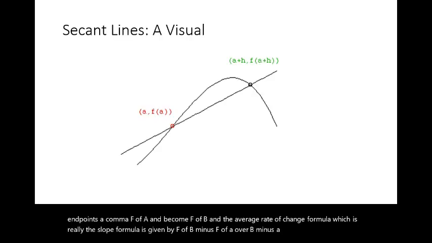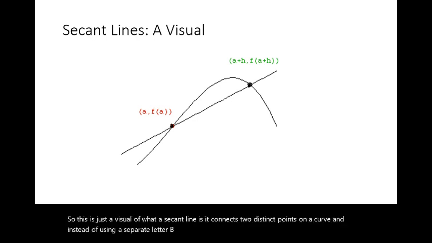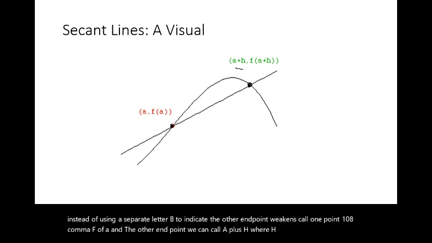This is just a visual of what a secant line is. It connects two distinct points on a curve. And instead of using a separate letter b to indicate the other endpoint, we can call one endpoint a, f of a, and the other endpoint a plus h, where h is just some arbitrary distance away from a, and its y-coordinate is going to be f of a plus h.